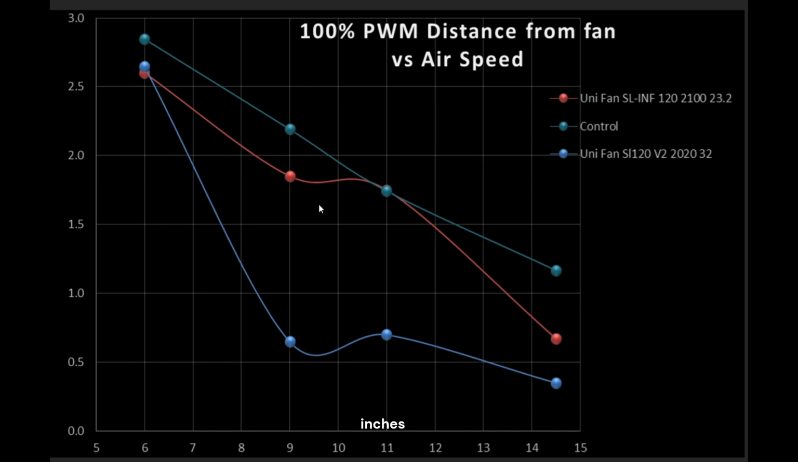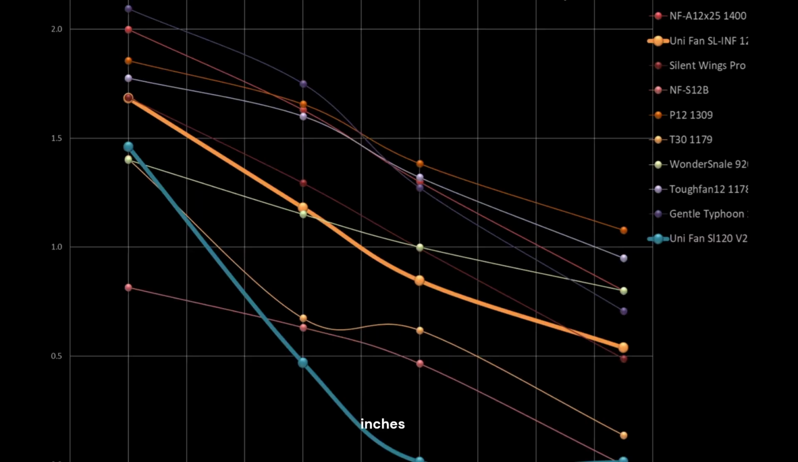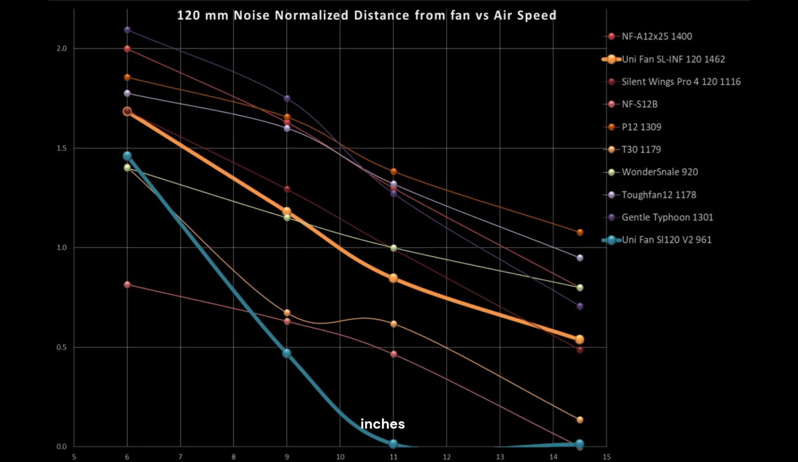The Infinity, on the other hand, actually looks reasonable up to the 11-inch mark, but then drops off pretty hard compared to my control fan. How does it compare against other fans? So this isn't every fan I've tested.